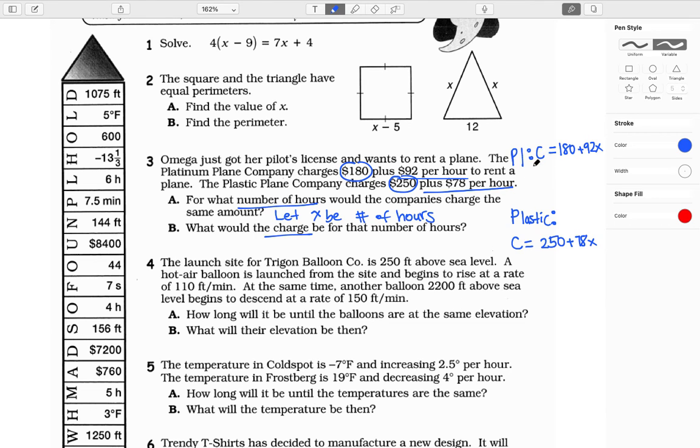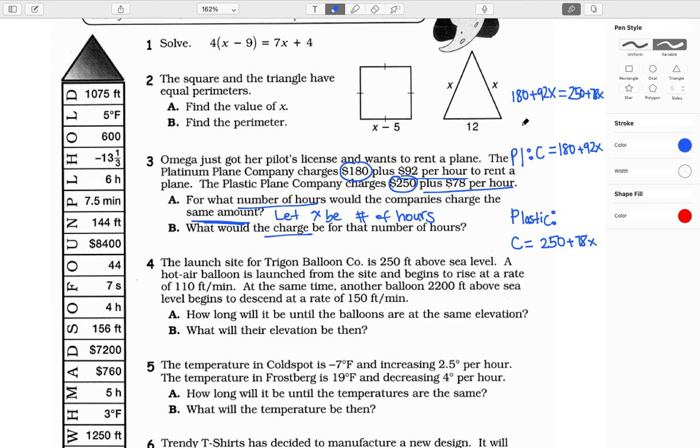Now, because we have 2 variables, how do we find it? Well, the question says it's going to charge the same amount. So that means the cost for the 2 is going to be exactly the same. So therefore, we equate it. So it's going to be 180 plus 92X, the cost is same as 250 plus 78X. And then you solve for X, which is the number of hours. So the hardest part about word problem is to get the equation, but solving an equation is very easy because we've been practicing that.